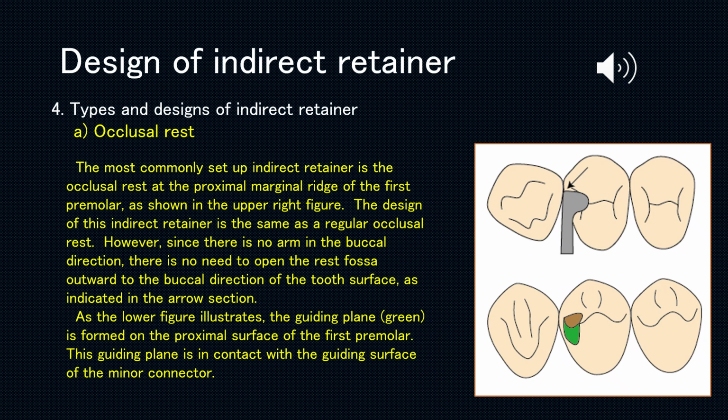However, since there is no arm in the buccal direction, there is no need to open the rest fossa outward to the buccal direction of the tooth surface, as indicated in the arrow section. As the lower figure illustrates, the guiding plane, green, is formed on the proximal surface of the first premolar. This guiding plane is in contact with the guiding surface of the minor connector.